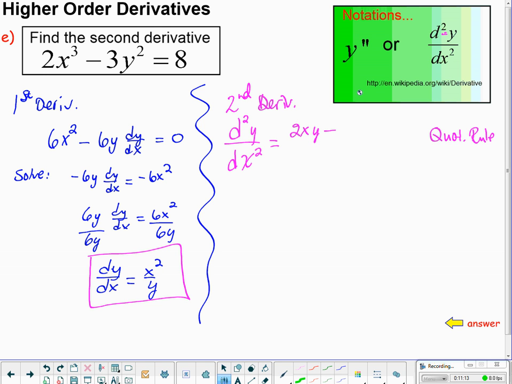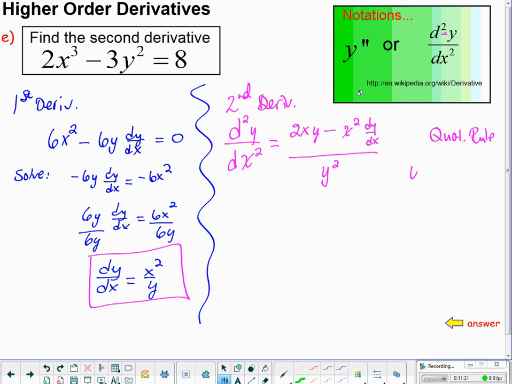Subtraction is involved when you do quotient rule. Now we take the derivative of the bottom, which is dy/dx. Notice I moved it to the right because I want to fit in multiplied by the top over bottom squared, y squared. Hey, not bad.